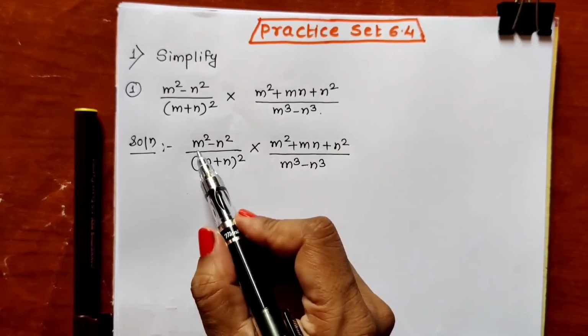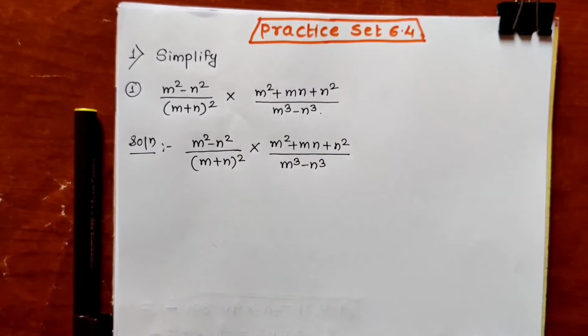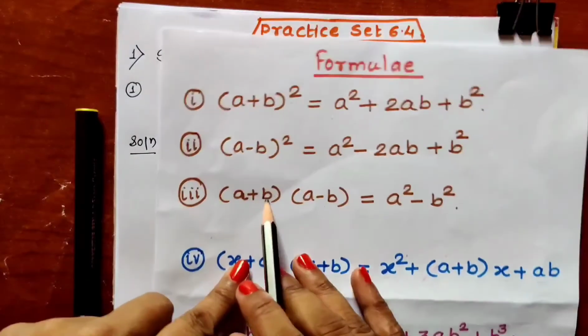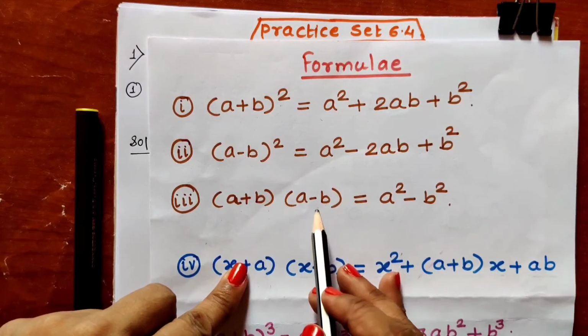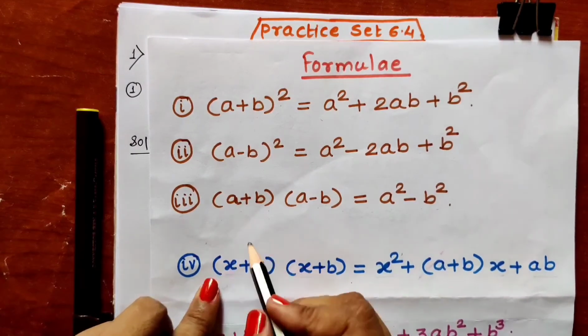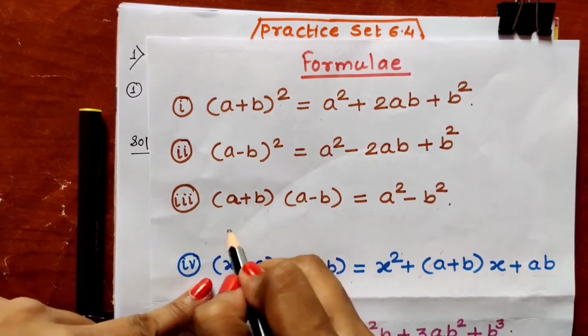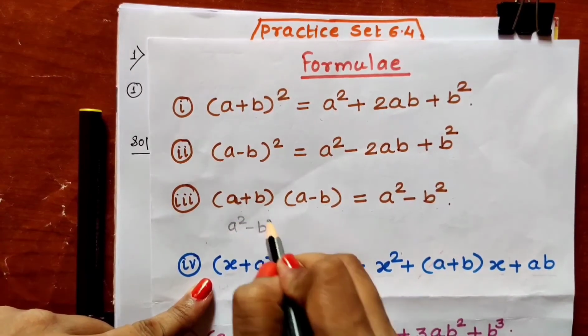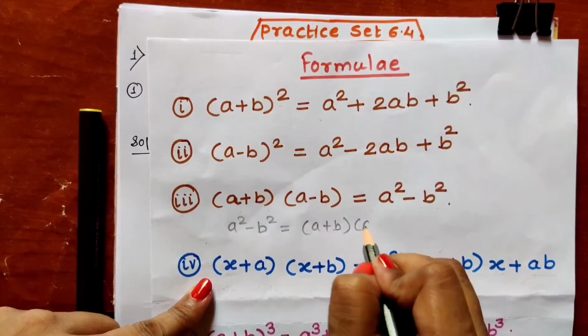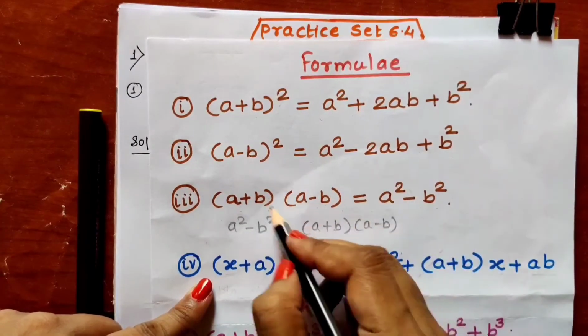Now see children, first expression is m square minus n square. Here we can apply the formula. We all know this third formula, a plus b into a minus b is equal to a square minus b square. This formula can be written in the other way also, like this. A square minus b square is equal to a plus b in the first bracket and a minus b in the second bracket. The other way I have written this.